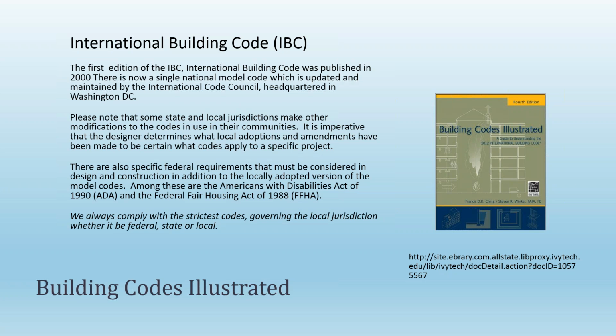Usually the contractor and the architect will all have a copy of the most up-to-date codes for your state and local jurisdiction when they're working on a project, and they can give you a copy. There are also specific federal requirements that must be considered in design and construction, in addition to locally adopted versions of model codes. Among these are the Americans with Disabilities Act of 1990 and the Federal Fair Housing Act of 1988. We will always comply with the strictest codes governing the local jurisdiction, whether it be federal, state, or local.